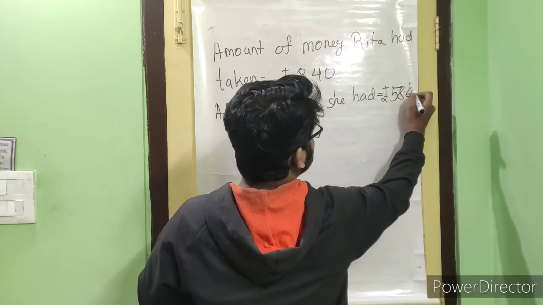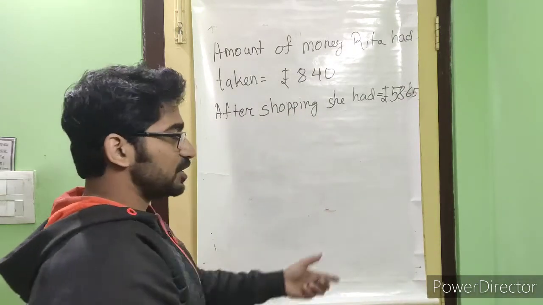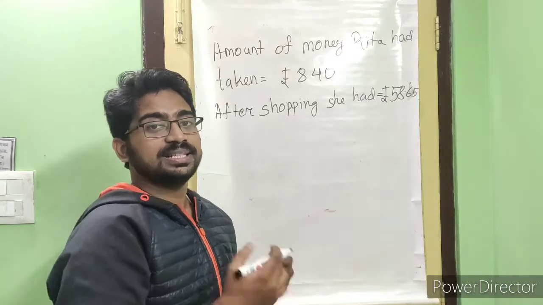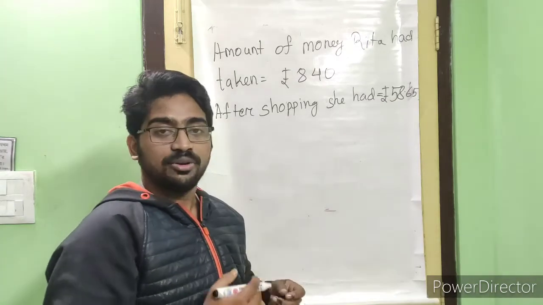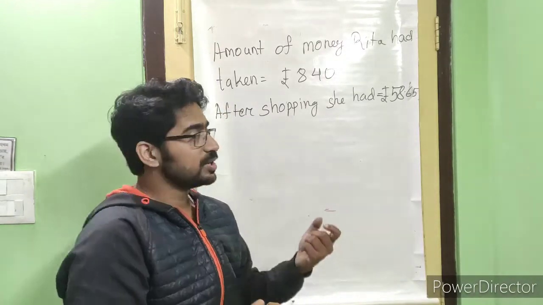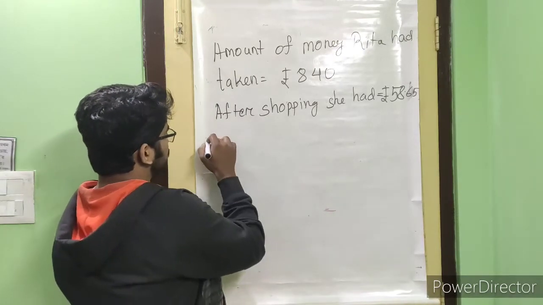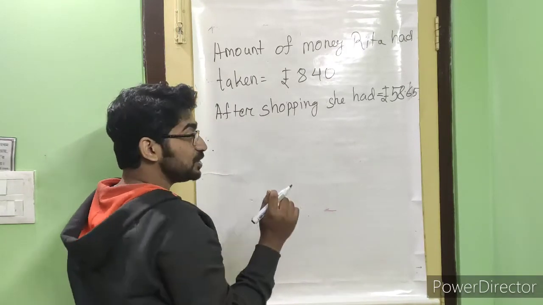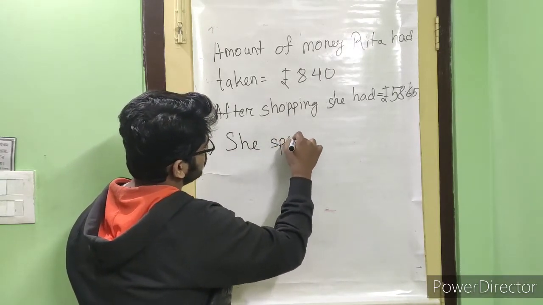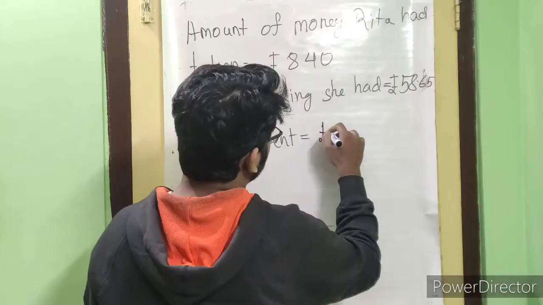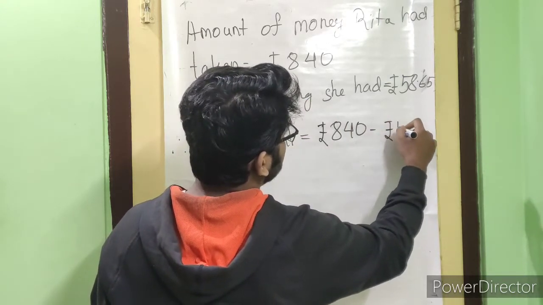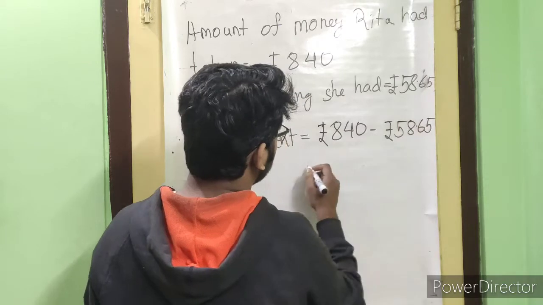See students, every time you need not write all the things. After shopping, when she gets back to her home, she finds rupees 58.65. No, after shopping this amount has been left. Okay, so in short we are writing "after that". Therefore, how much money did she spend? She spent equals rupees 840 minus rupees 58.65, and then we need to do the calculation.